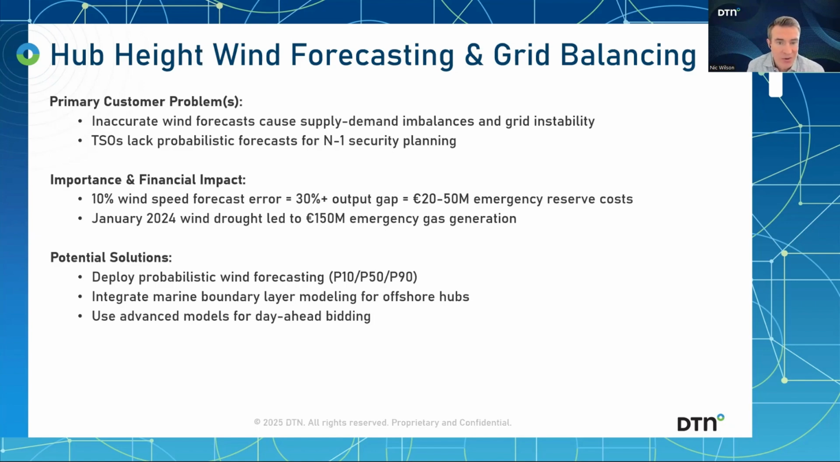During the January 2024 wind drought, German TSOs, for example, activated 150 million euros in emergency gas generation, largely due to forecast uncertainty. And utilities that have probabilistic offshore wind forecasts make better dispatch decisions. They avoid emergency reserves. And they don't panic buy expensive backup power. Grid balancing isn't a weather problem. It's an infrastructure capability problem. But renewable energy forecasting means nothing if a storm takes down your grid in the first place. So if we go to the next slide.